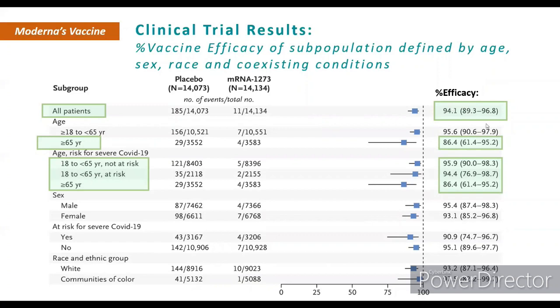Our data of interest here is the older age population, greater than 65 years. For this group, the efficacy rate is not very high, only 86%. So this vaccine did not perform as well on the older age group compared to the Pfizer vaccine.